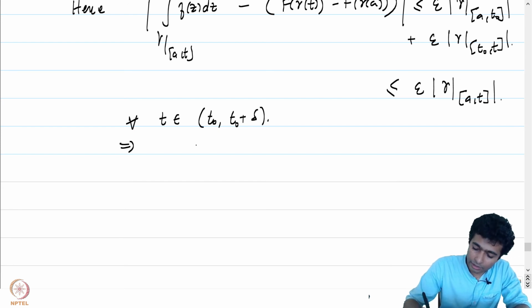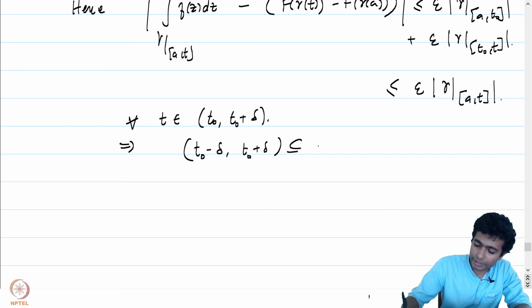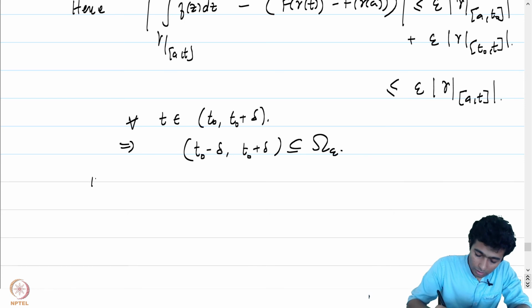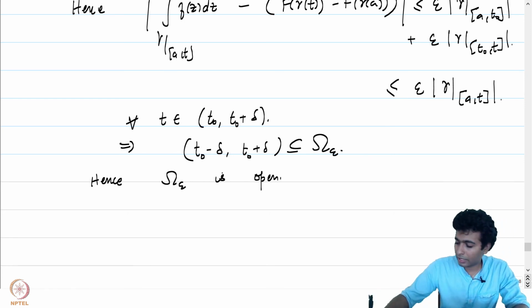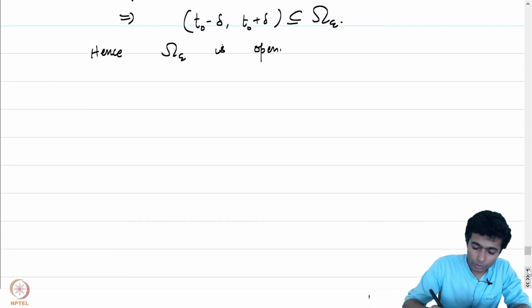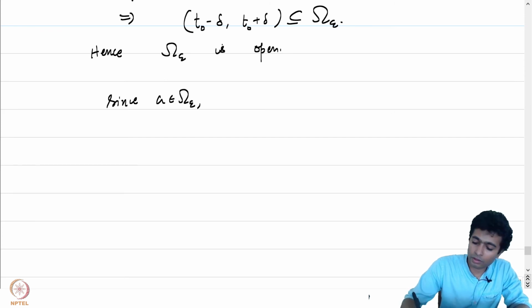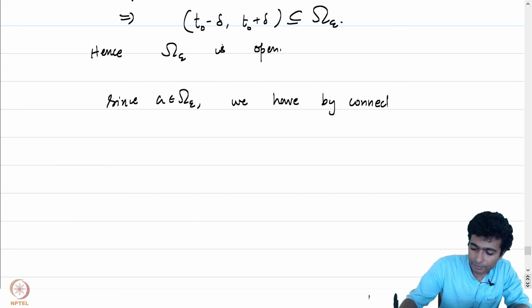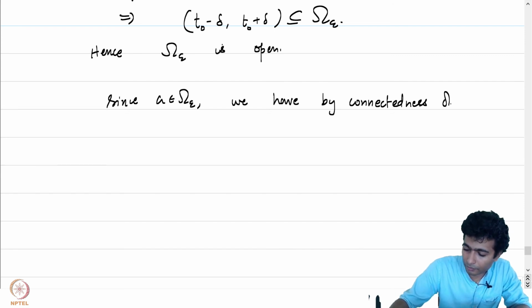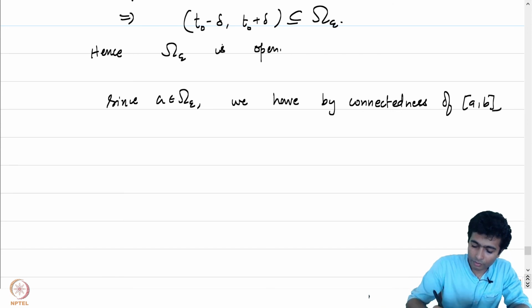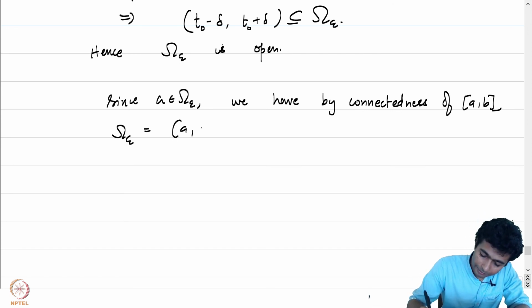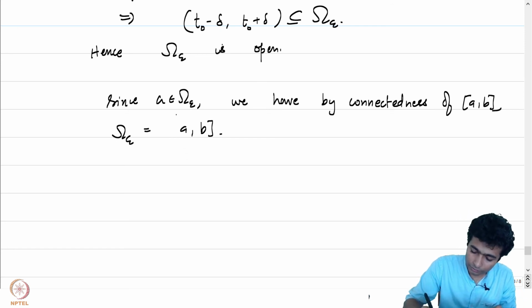Which implies that t naught minus delta to t naught plus delta is contained in omega epsilon. Hence, omega epsilon is open. It means that it is both open and closed and contains A. We have, by connectedness of [a, b], omega epsilon is equal to [a, b].